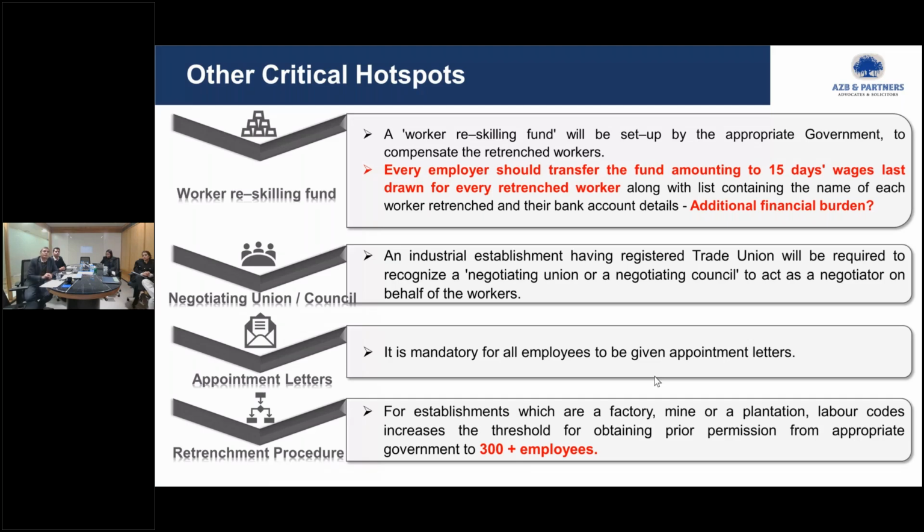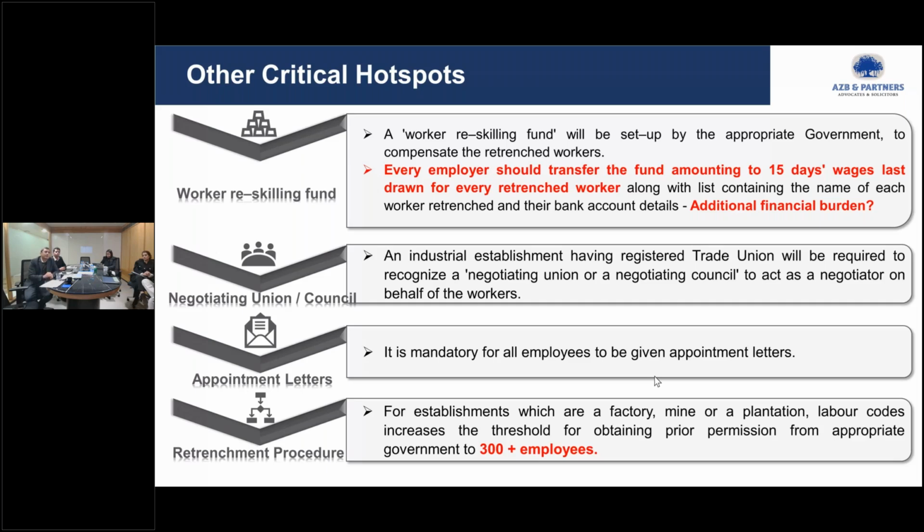Then there's the concept of a negotiating union or council which has been brought in. If you have one trade union or more trade unions, you need to have a negotiating union or council recognized as well. Appointment letters have to be issued in writing, because in the past, with a few offer letters and all that, we would have gotten away with it. But now a proper appointment letter needs to be issued.